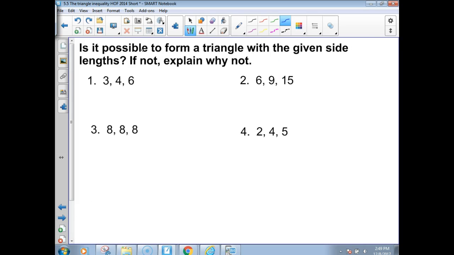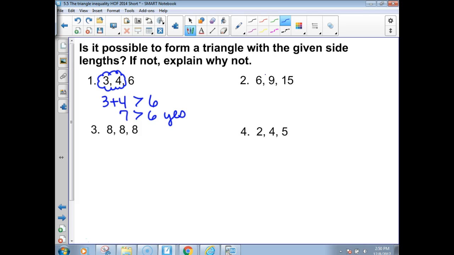All right, so is it possible to form a triangle with the given side lengths, and explain why not? Here's what we'll explain. First of all, you just take the 2 smaller numbers. In this case, it would be 3 and 4, and they're not always labeled in order. What you need to explain is, is 3 plus 4 greater than the third side, 6? Well, 3 plus 4 is 7. That is greater than 6, so the answer is yes.